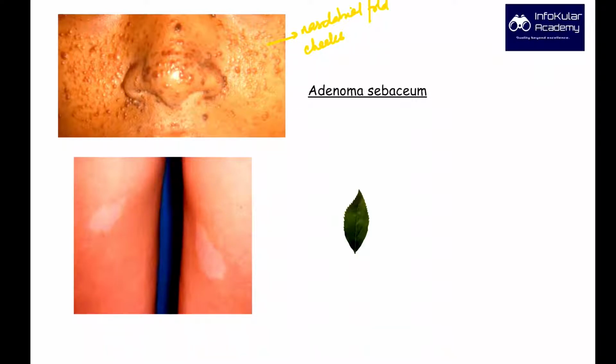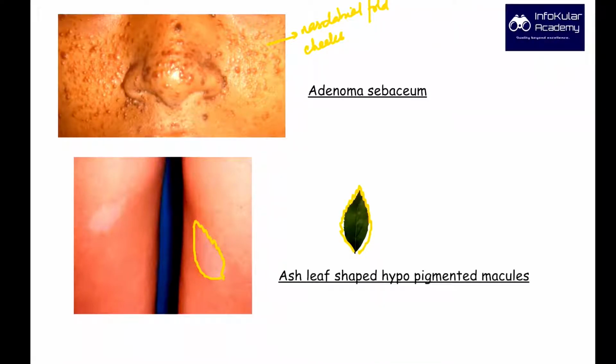Next we move on to, you can look at this leaf. If you look at the structure of the leaf and if you draw the structure here, you can see that the leaf resembles the hypopigmented patch on skin. This is called as ash leaf shaped hypopigmented macules. I purposely put in this leaf so that you can compare why the name has been put forward.